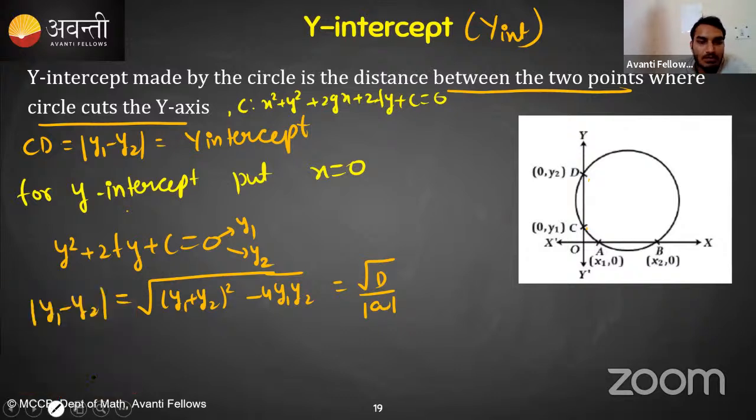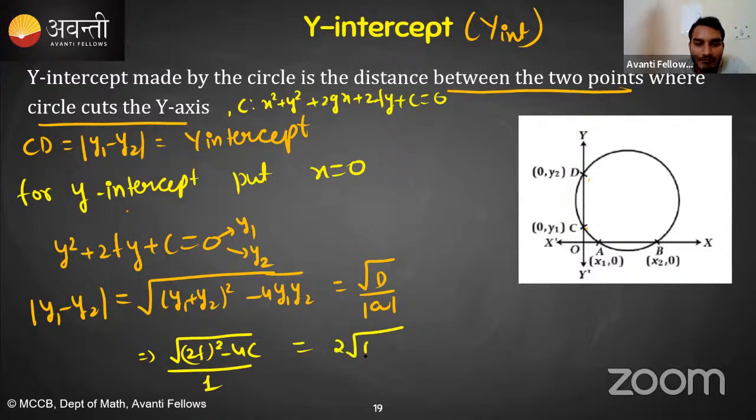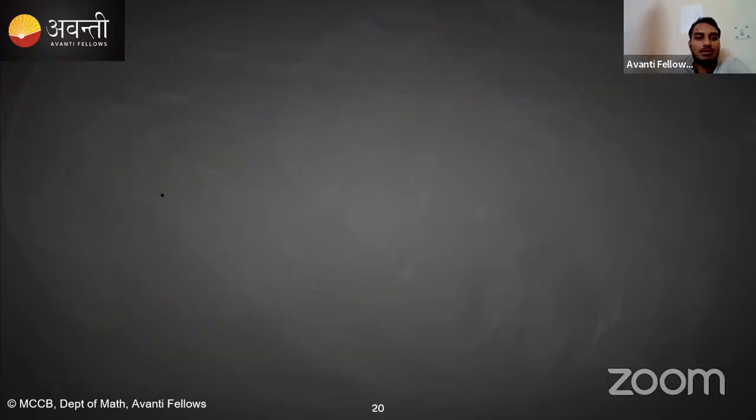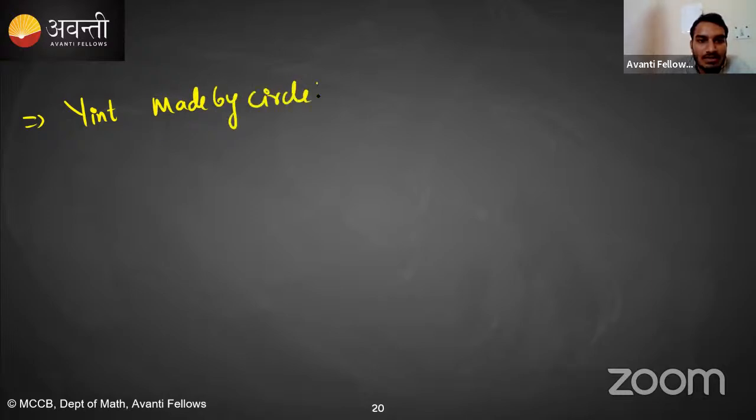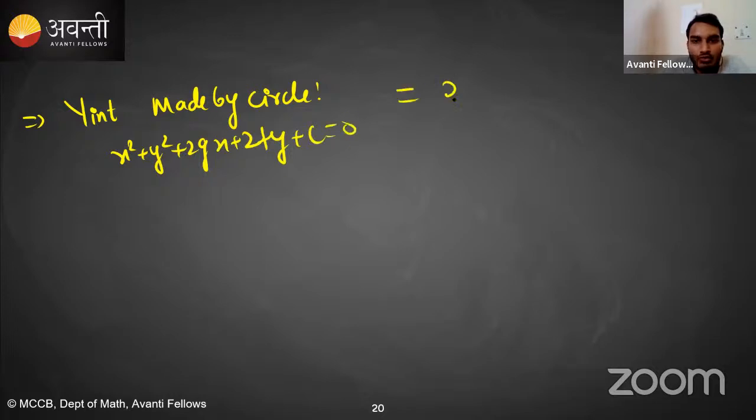So again, students, what is root d? Under root of b square minus 4ac upon 1, which is again 2 times under root of f square minus c. So it implies the y-intercept made by the circle x square plus y square plus 2gx plus 2fy plus c is equal to 0 is nothing but 2 times under root of f square minus c. This is the y-intercept.